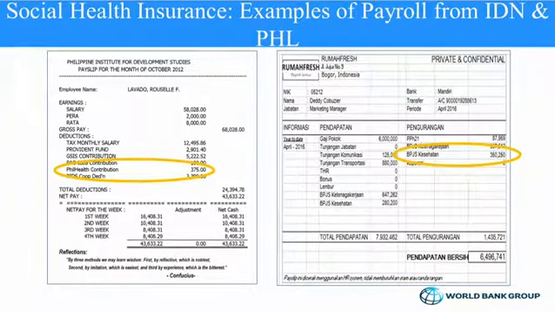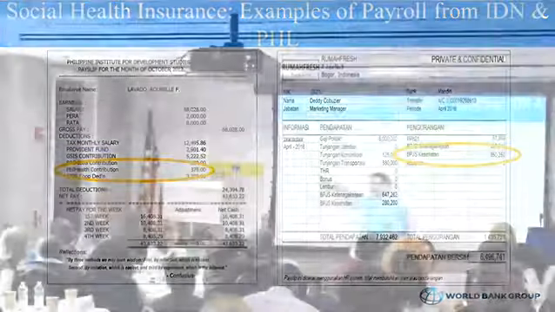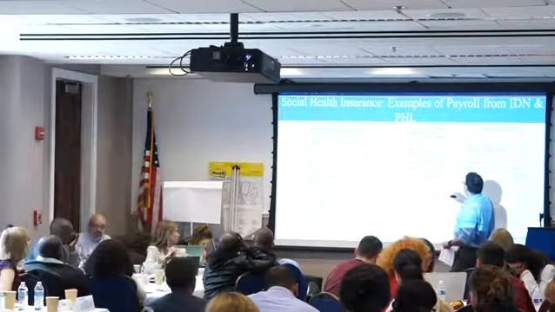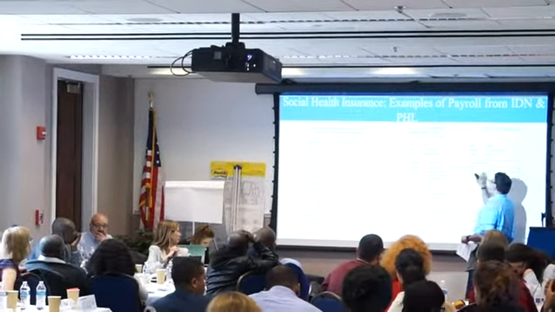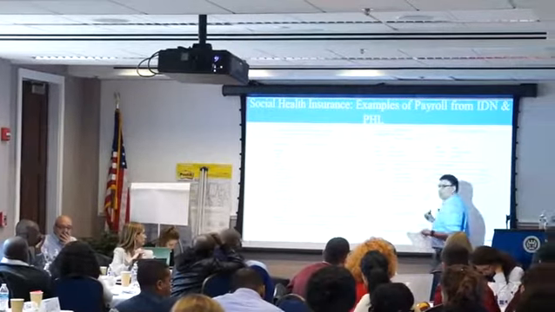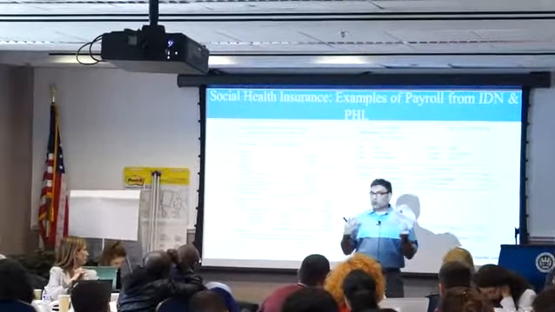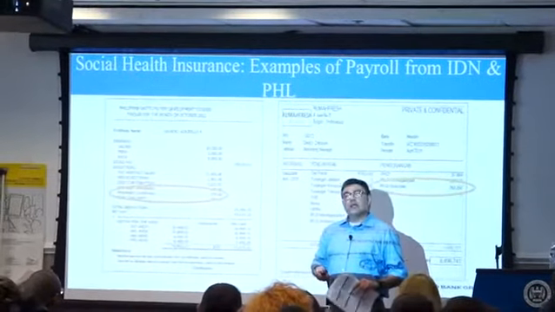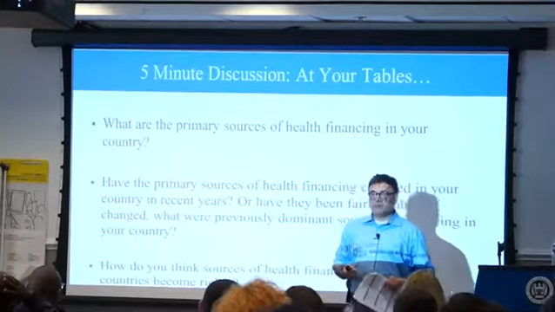Just wanted to show, for those of you who are not from social health insurance countries, this is a payroll stub from the Philippines. This is PhilHealth, which is their scheme that pools. So you have a dedicated earmarked payroll tax that goes to PhilHealth in the Philippines. Similarly, for Indonesia, their pooling agency is BPJS Kesehatan. This is an earmarked wage-based payroll tax that then finances healthcare.